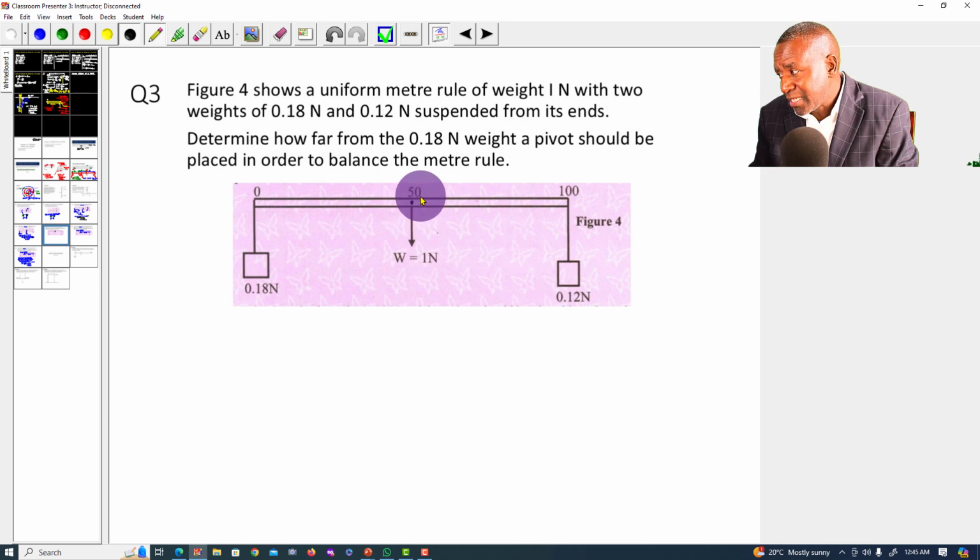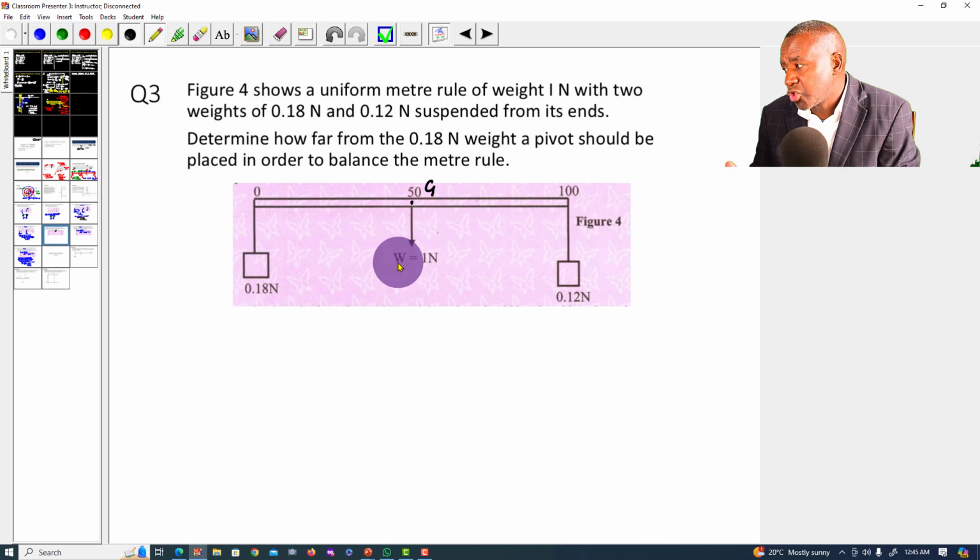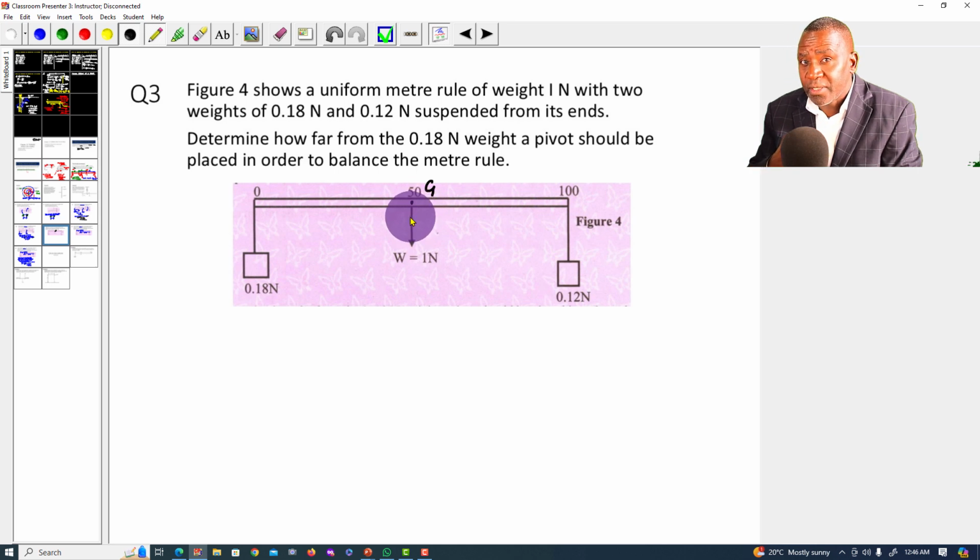This means that this point here is its center of gravity, and that is where the weight acts. The examiner has shown you on the diagram that the weight is acting through the 50 centimeter mark, but this one is optional. They could leave it out.